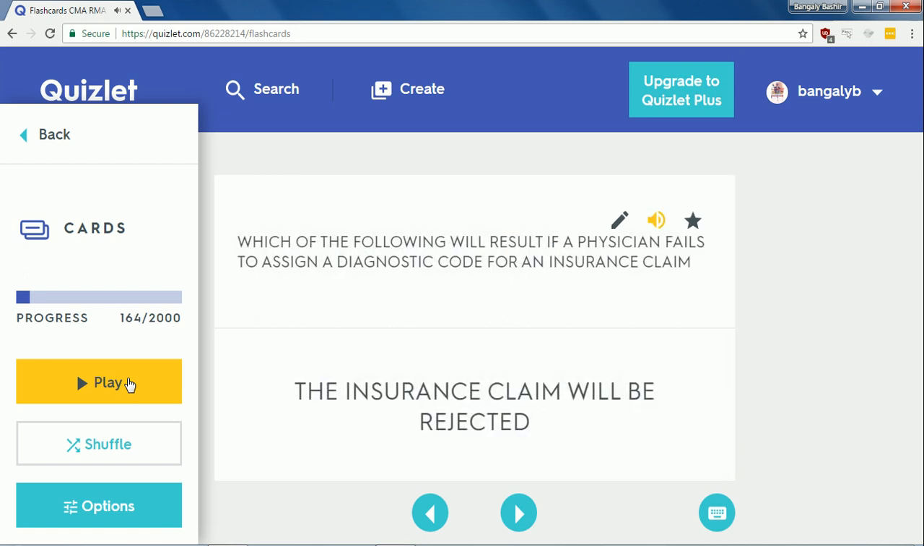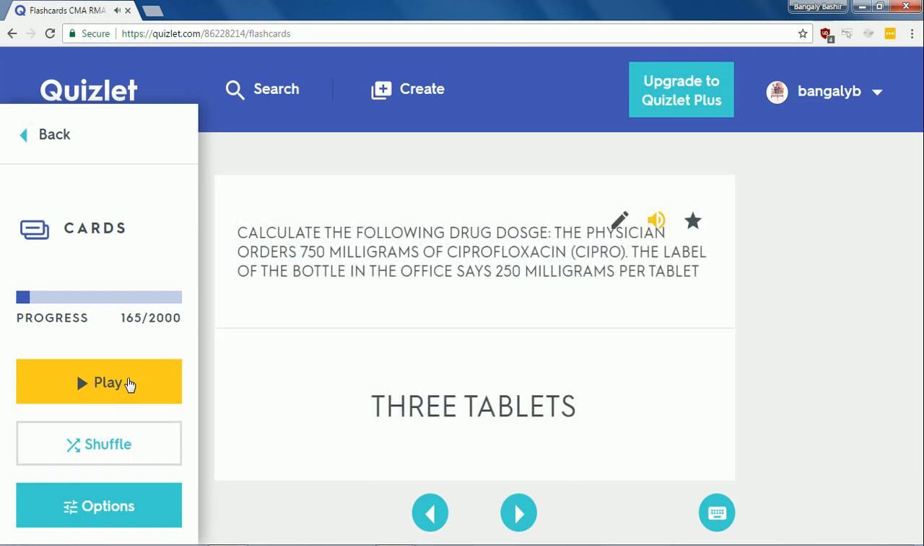Which of the following will result if a physician fails to assign a diagnostic code for an insurance claim? The insurance claim will be rejected. Calculate the following drug dosage. The physician orders 750 mg of ciprofloxacin. The label of the bottle in the office says 250 mg per tablet. 3 tablets.